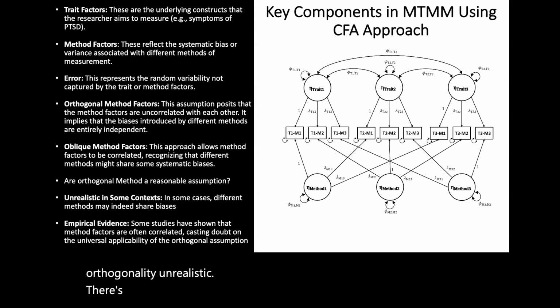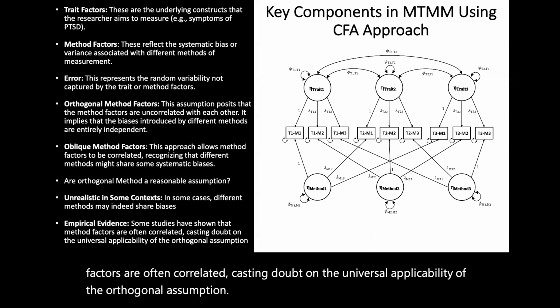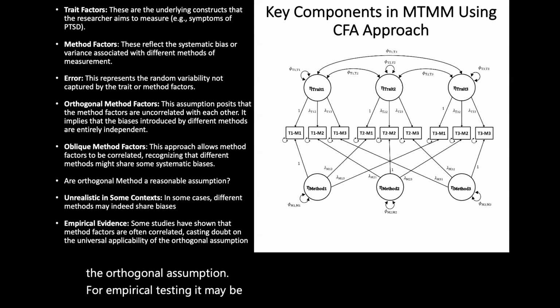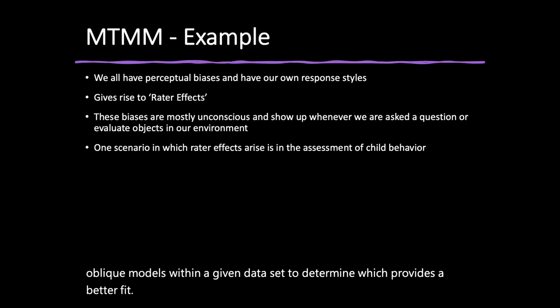There's also empirical evidence. Some studies have shown that method factors are often correlated, casting doubt on the universal applicability of the orthogonal assumption. For empirical testing, it may be advisable to test both orthogonal and oblique models within a given data set to determine which provides a better fit. Let's look at an example.